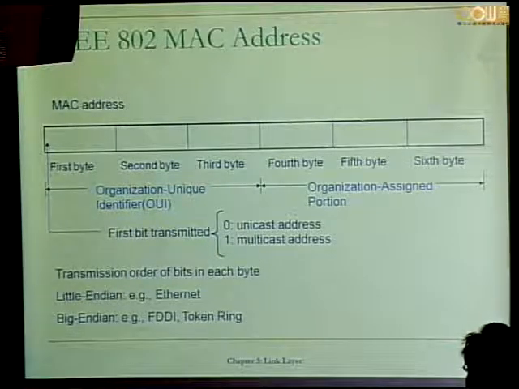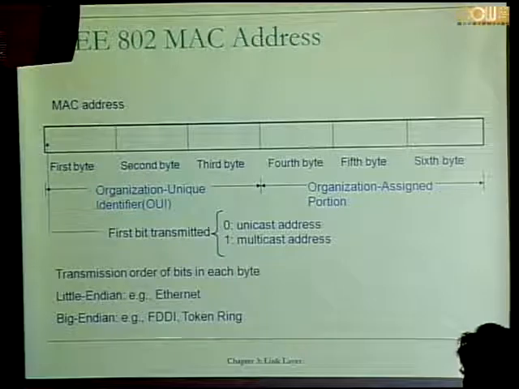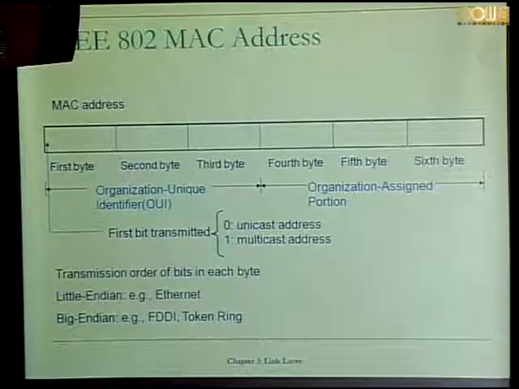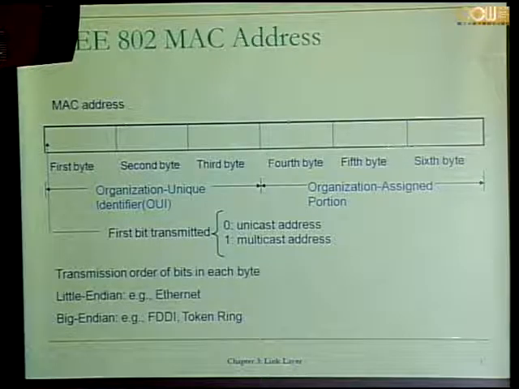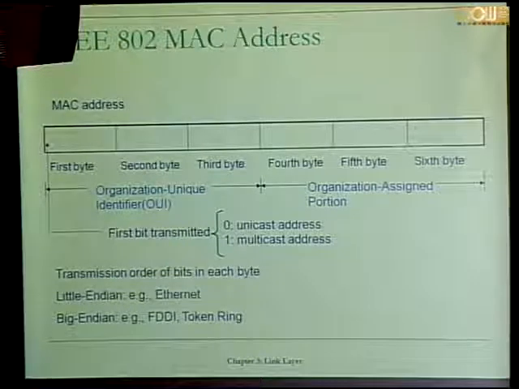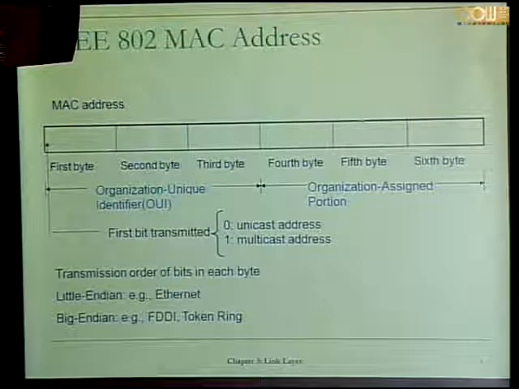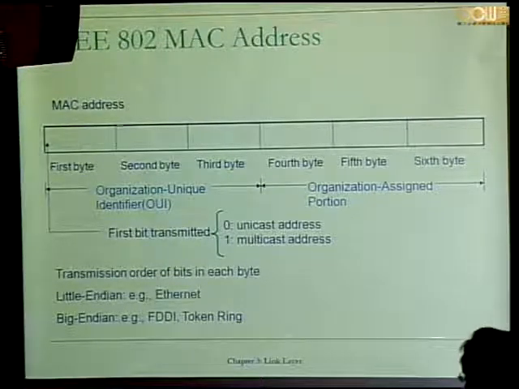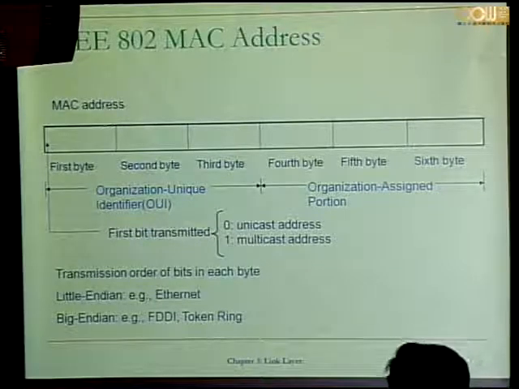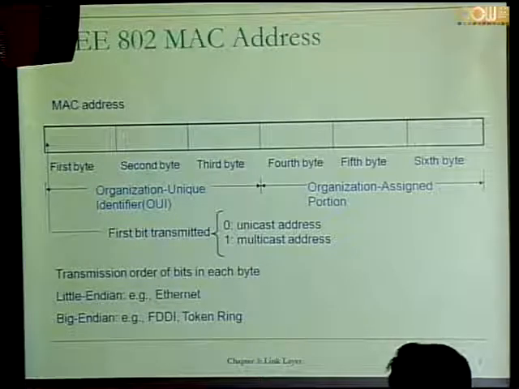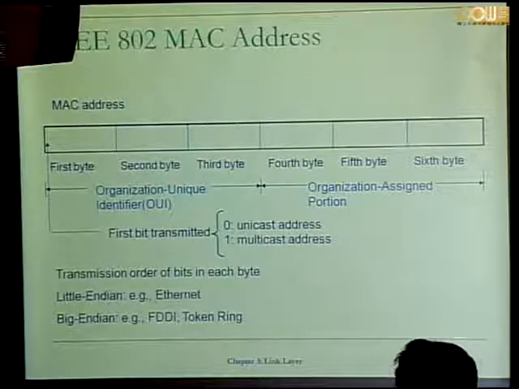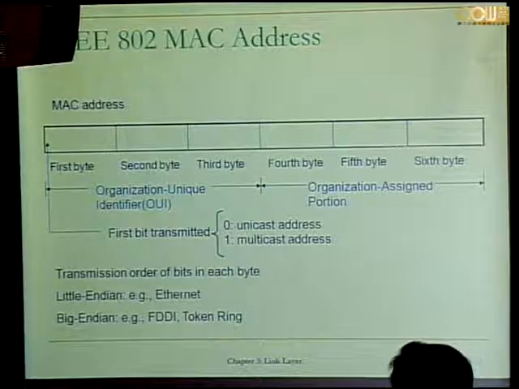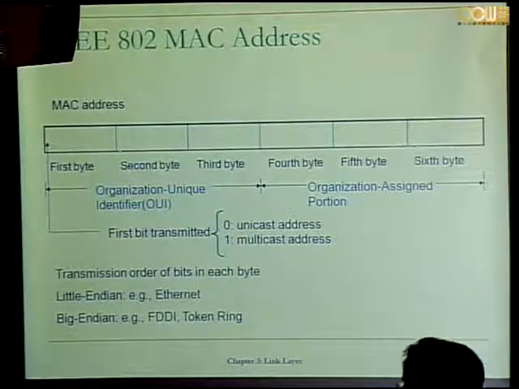And the first bit is reserved to signal whether this is a unicast address or a multicast address. So now we have a 6 byte address. Within each byte, there are 8 bits, and there's an order called transmission order, or sometimes called network order, or the host order, and each of them could be little endian or big endian.